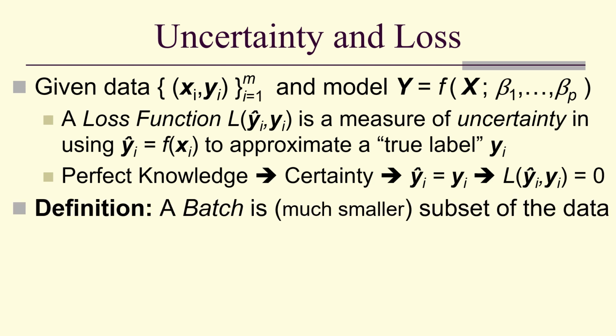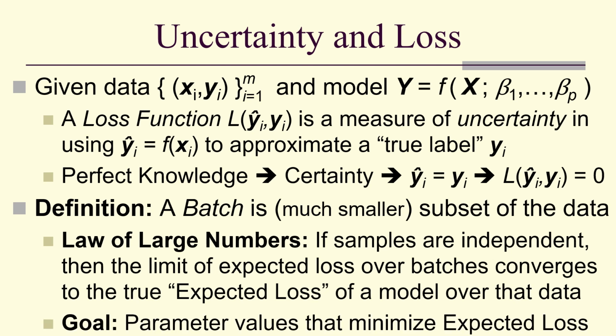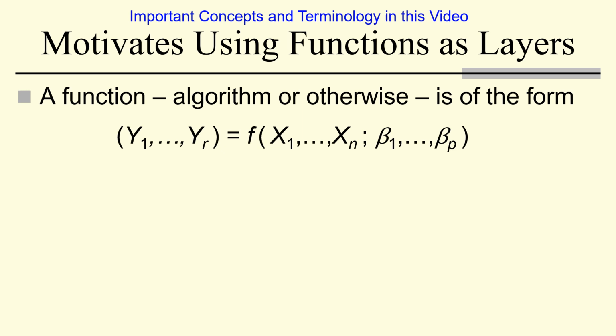A batch is a much smaller subset of the data. The law of large numbers says that if samples are independent, then the limit of expected loss over batches converges to the true expected loss of a model over that data, an idea we'll explore in one of the associated notebooks. Our goal is parameter values that minimize expected loss. This motivates an entirely new conceptualization of functions as layers.